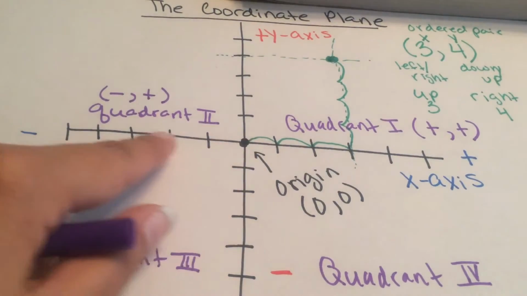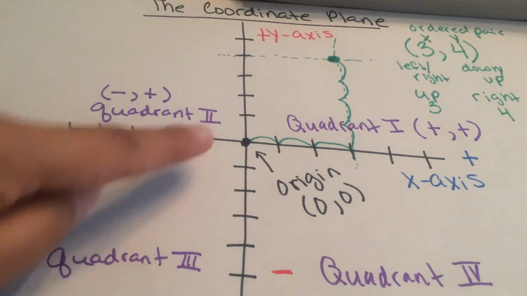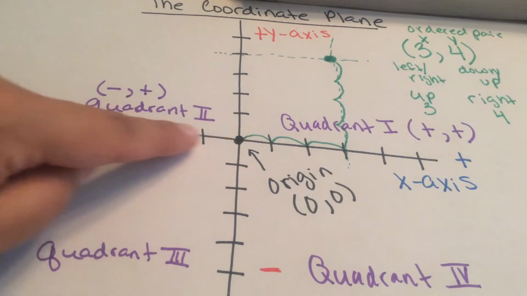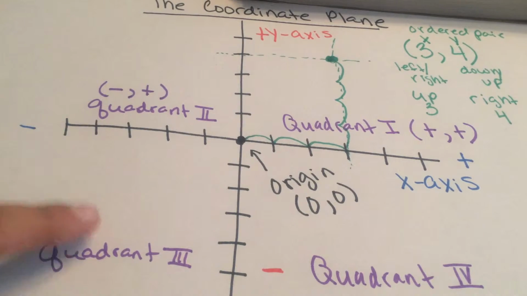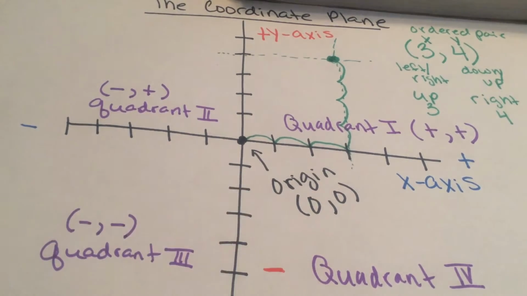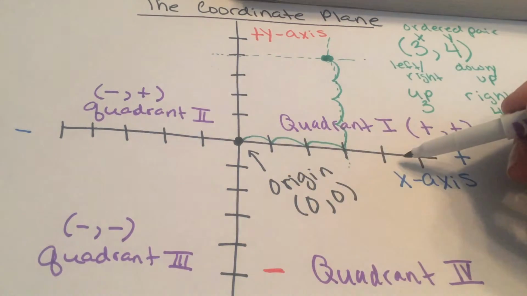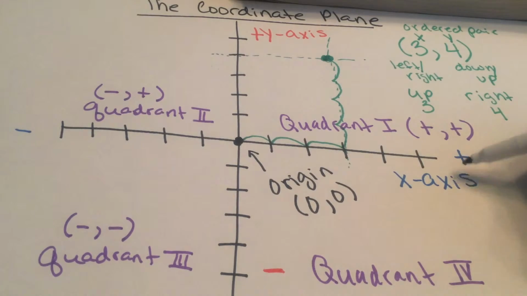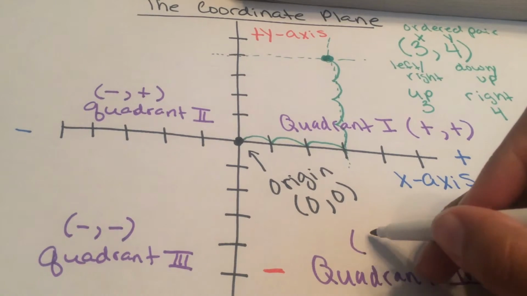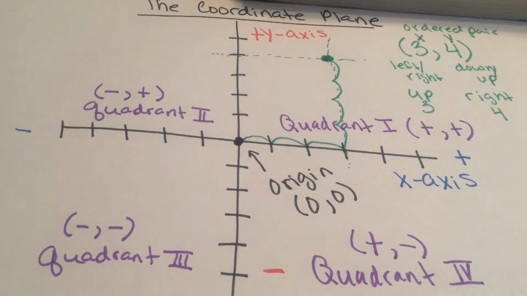We can see that the x's are negative, but the y's are still going up. In quadrant 3, we can see that the x's are negative and the y's are negative. Those points are going down, so they're going left and down. And in quadrant 4, we can see that we have a positive x and a negative y. So these are going to be the special properties of these points.